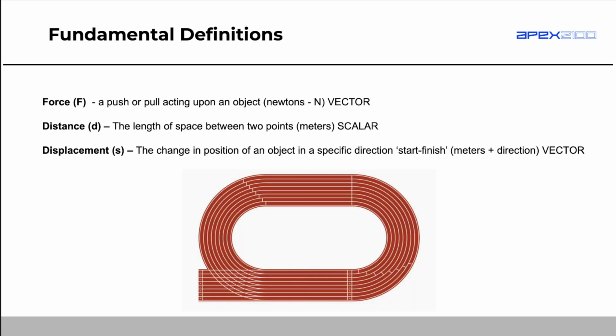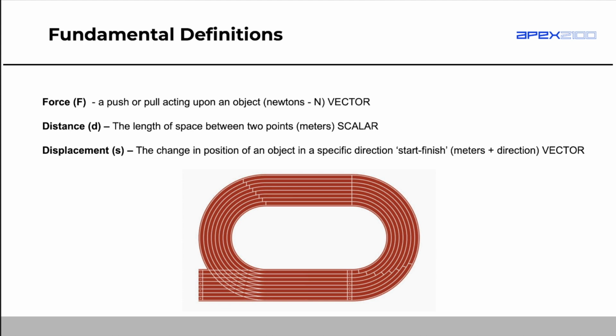So a force, which is shown by the capital letter F, is a push or pull acting upon an object. For example, gravity is a force, and force is measured in newtons, and it's a vector quantity.